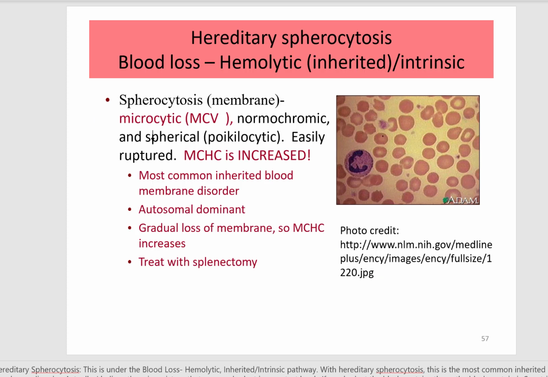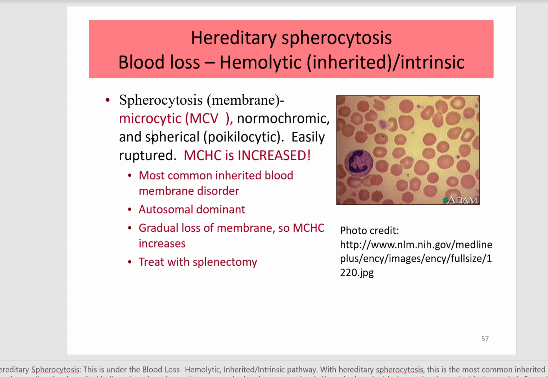Let's move on to hereditary spherocytosis. This is under the blood loss hemolytic inherited/intrinsic pathway. With hereditary spherocytosis, this is the most common inherited blood cell membrane disorder.